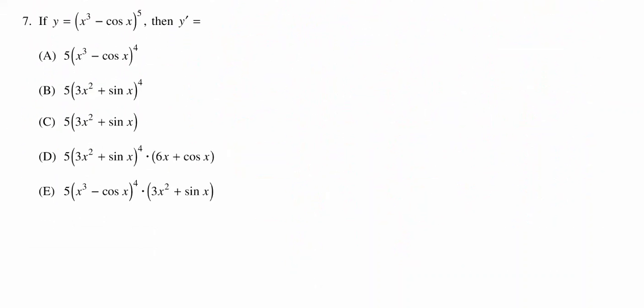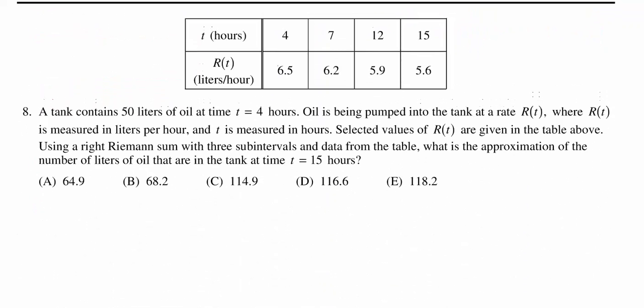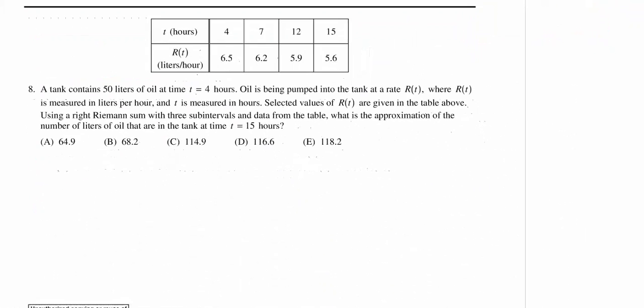If y equals that, then y prime equals... We've got a little power rule and chain rule going on here. Power rule says 5 times (x cubed minus cosine x) to the 4th, times the derivative of the inside, 3x squared plus sine x. That's probably only going to show up right there. 7e. All right. Hopefully I got enough room here. I'm going to shrink this one down just a little bit.